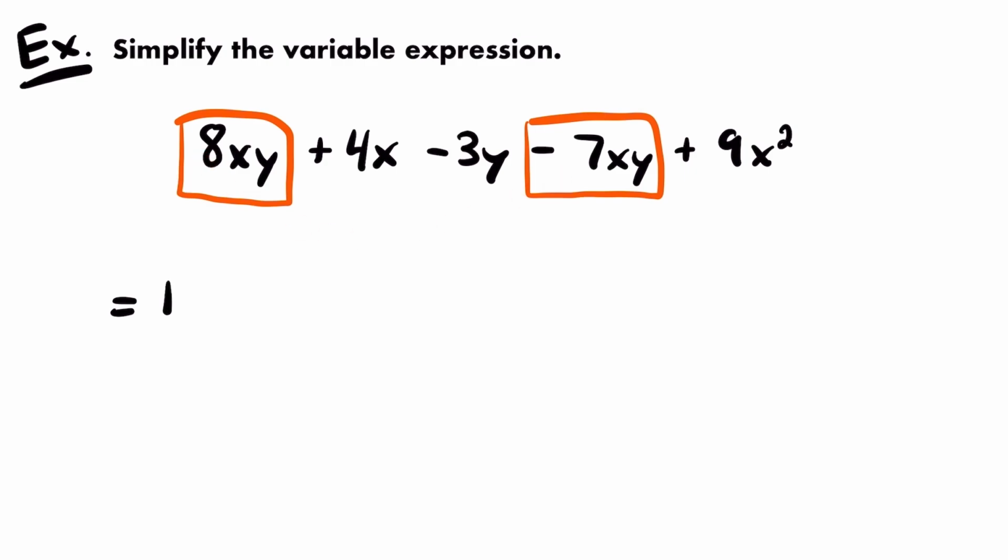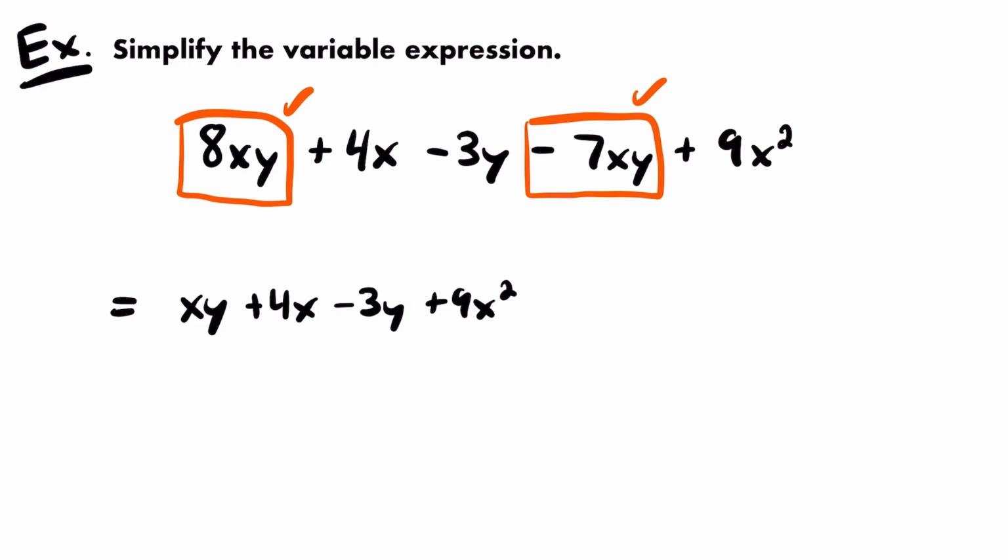So you would have 1 times xy, but remember, you don't really write the coefficient of 1. You just write the variable part, and that represents the same thing. Okay, so you have xy, so let's check off those two terms. We have now combined them, and then we just need to rewrite everything else. So we have xy plus 4x minus 3y plus 9x squared.